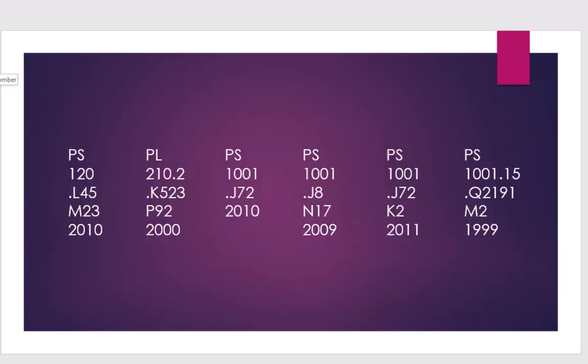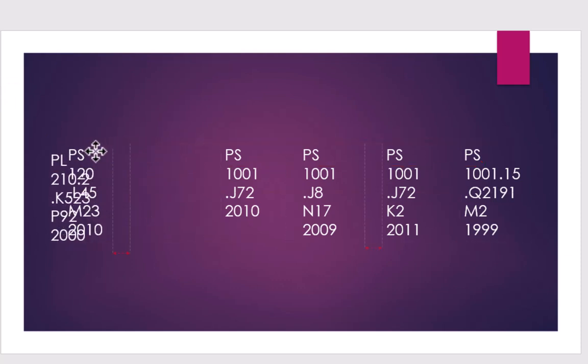Let's look at some examples. To put books in call number order, I'm going to start with the top line and work my way down. For the books to be in call number order, the numbers need to go smallest to largest, left to right. These books are all PS's except for this one, which is a PL. L comes before S, so we're going to put this book first.